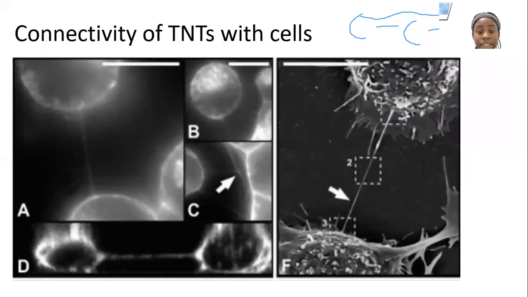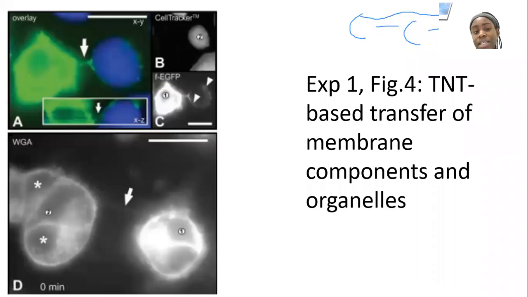Okay, something important to know with nanotubes is that actin plays a major, primary role. It's like ingredient number 1 in the formation of nanotubes. So here, the researchers preloaded one cell with actin and myosin and preloaded another cell with only actin. And with this, they wanted to see if the transfer will occur.